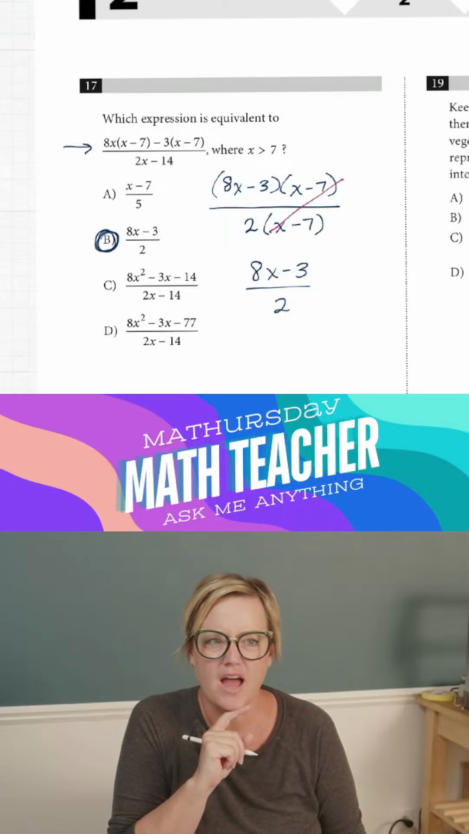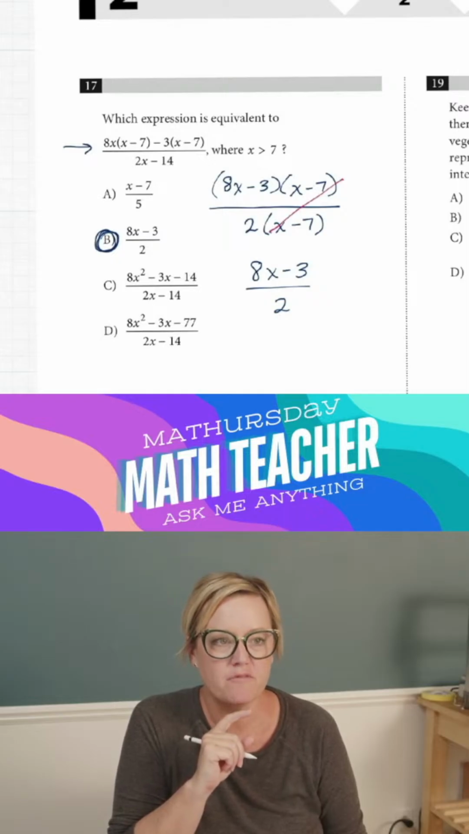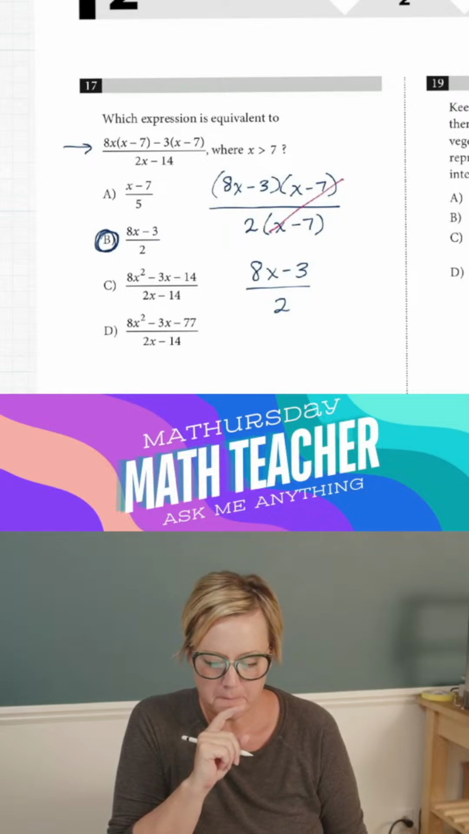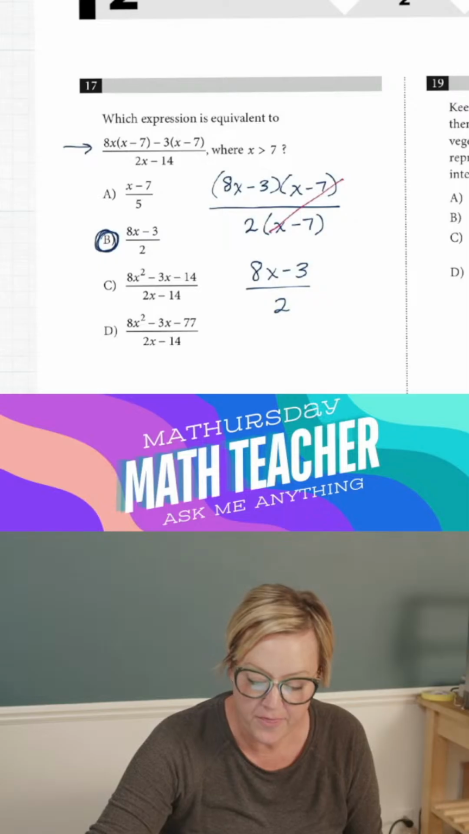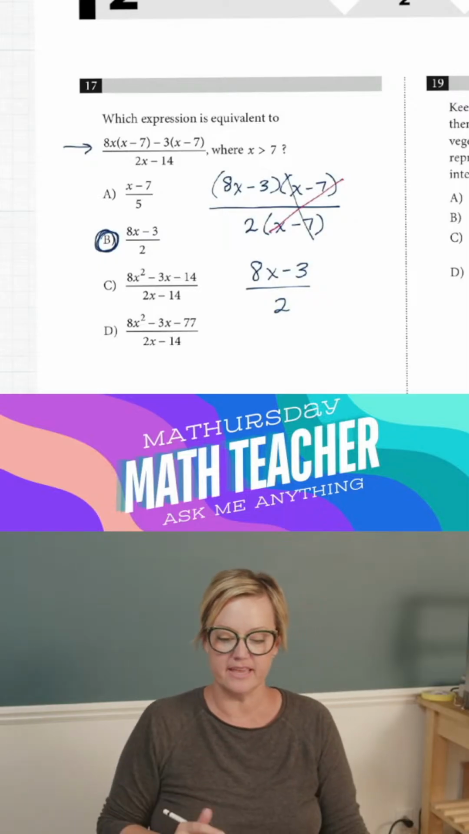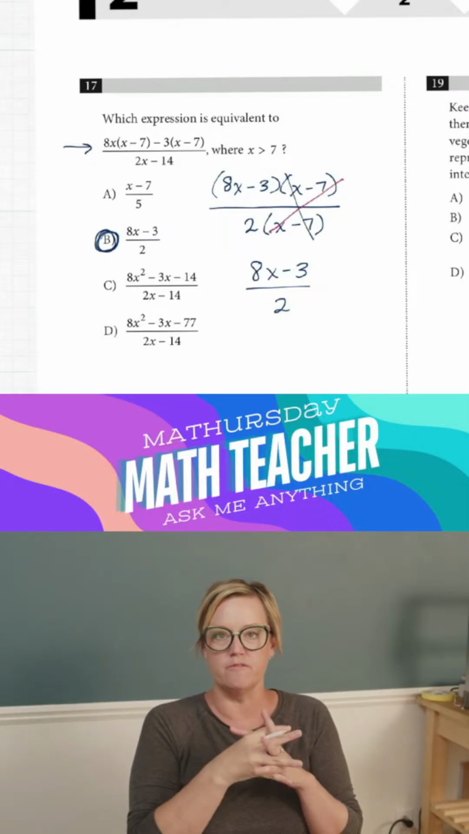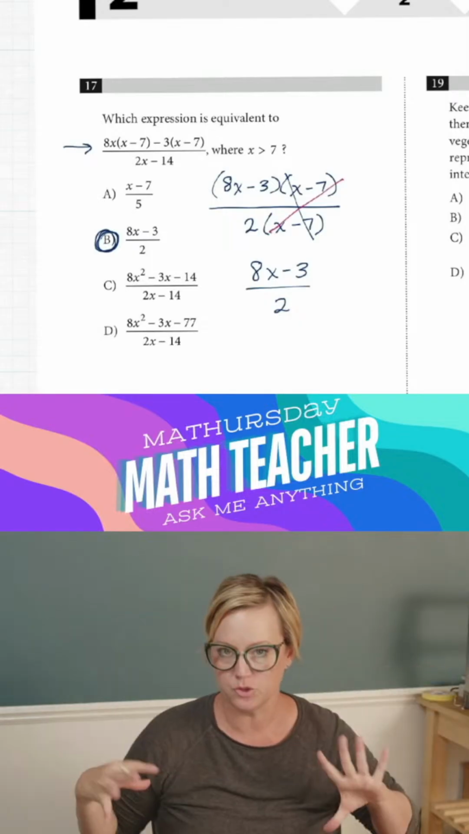Goat Curry, you do not need to know integrals for the SAT. Nope. You do not need to. You're going to be fine if you're in Algebra 1 in 11th grade. You're going to be fine. Okay? All right, so this is just factoring. You're canceling things out. There you go, 8x minus 3 over 2. That is the math teacher way of solving this.